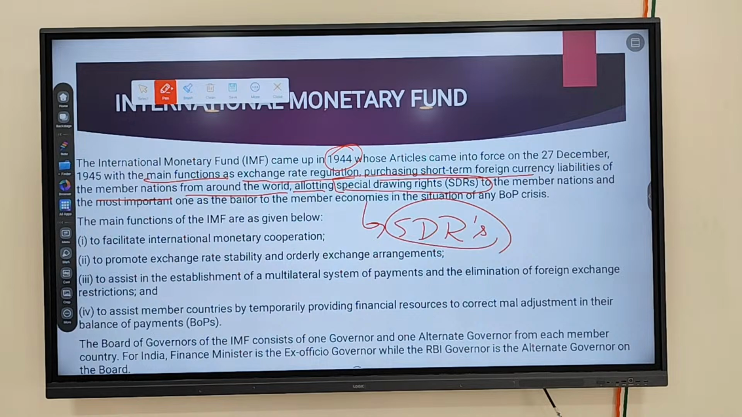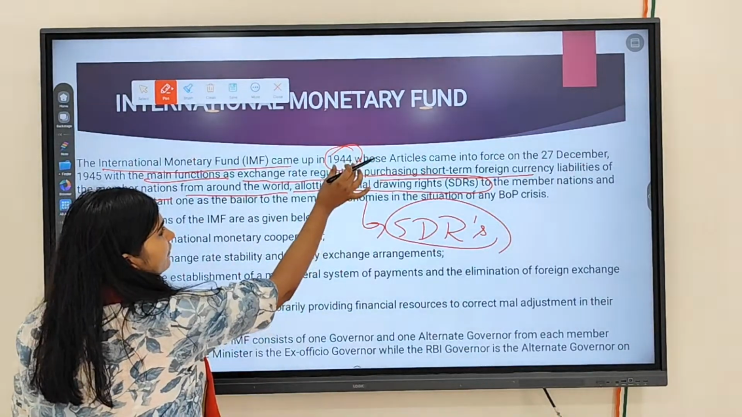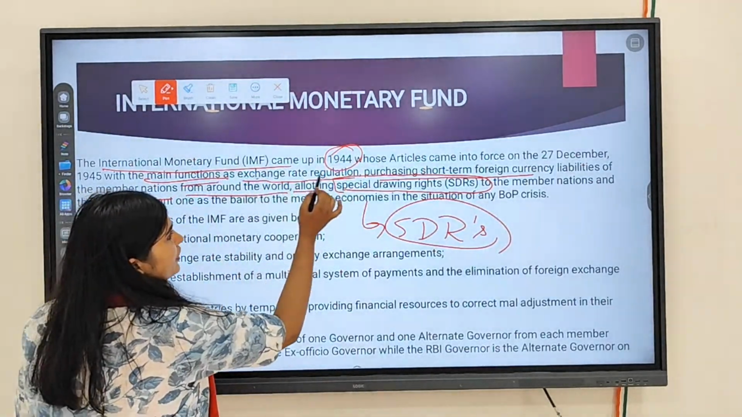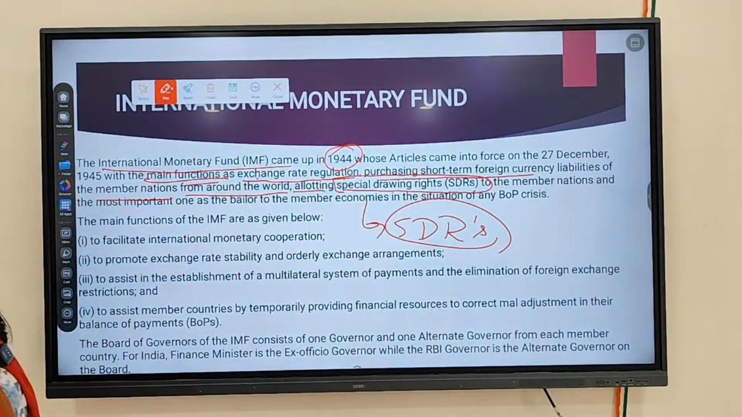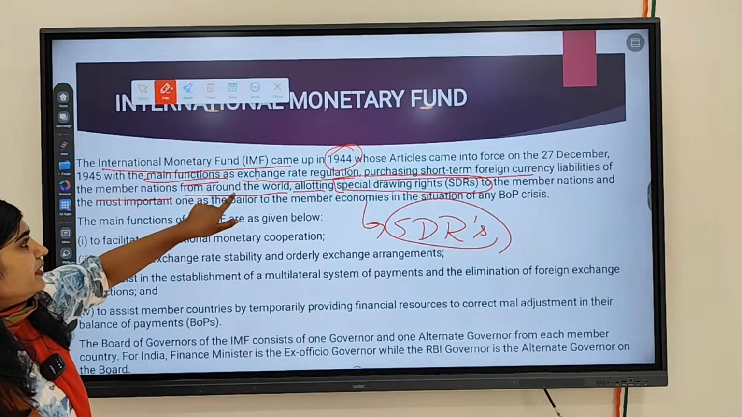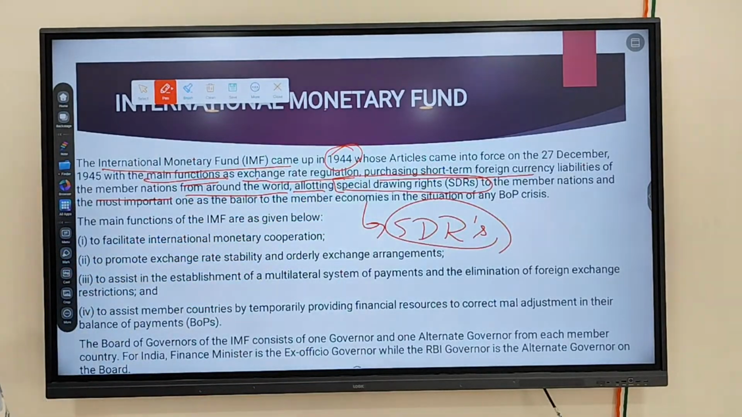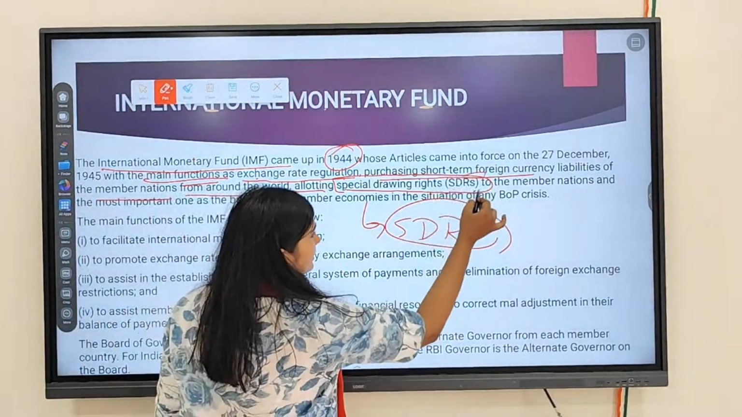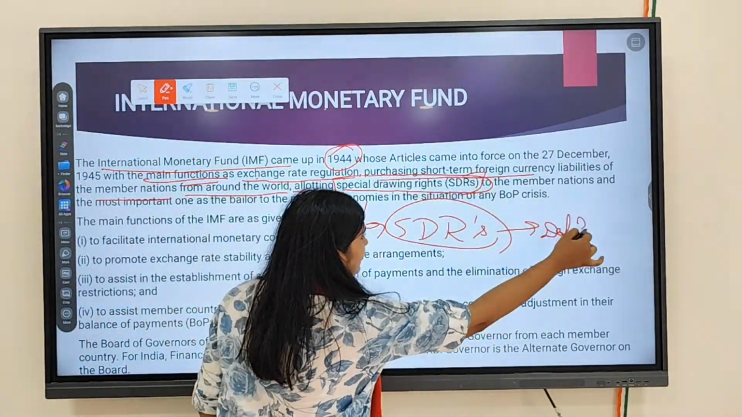Just write down the full form and the definition of SDR. Okay, write down this one: The International Monetary Fund was set up in 1944, and its functions are exchange rate regulation, purchasing short-term foreign currency liabilities of the member nations from around the world, and also allocating SDRs. Till then, you just write this much and I will dictate the definition of SDR.